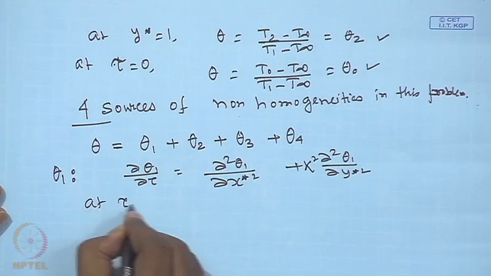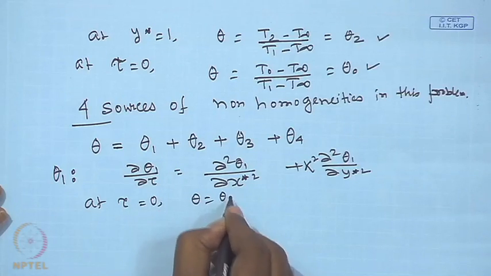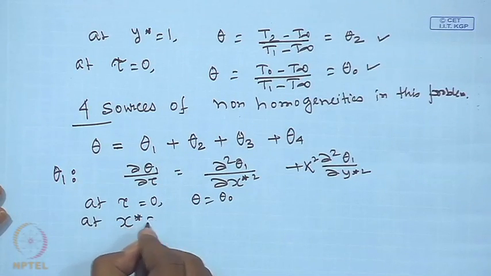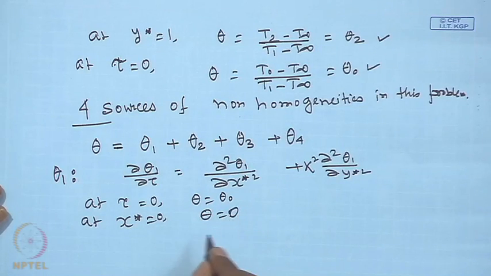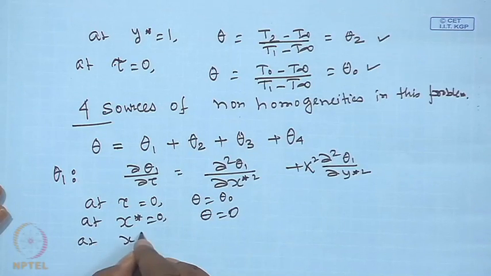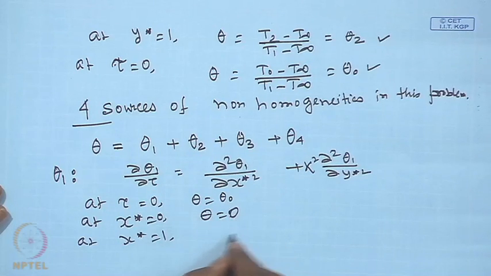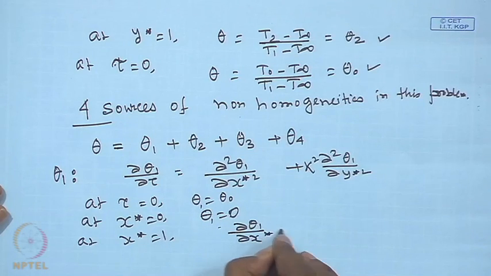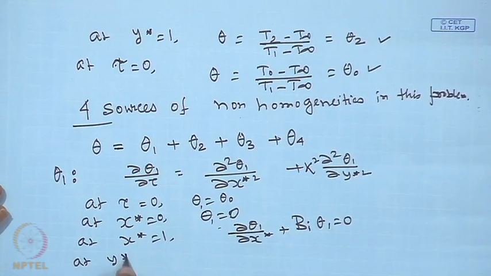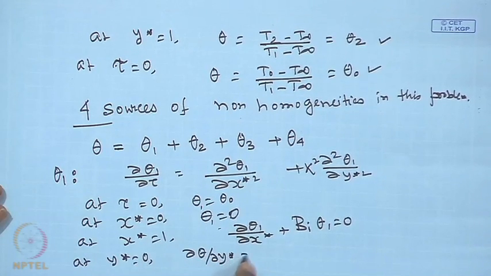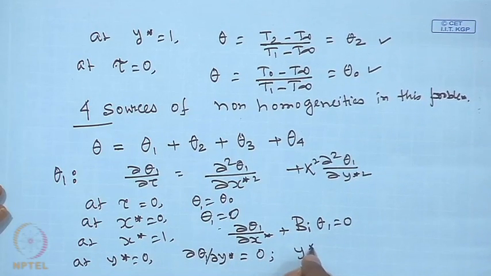So, at tau is equal to 0, we write theta is equal to theta naught. At x star is equal to 0, we had theta is equal to 1, theta is equal to 0, we force the non-homogeneity to vanish. At x star is equal to 1, this is already homogeneous. So, this becomes del theta 1 del x star plus Biot times theta 1 is equal to 0. At y star is equal to 0, we force this boundary condition to be homogeneous. Del theta 1 del y star is equal to 0.